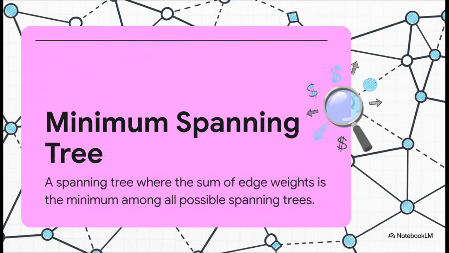It's a spanning tree, so it connects everything with no loops. But it's the one specific version where the sum of all those weights, the total cost, is as low as it can possibly get. It is, without a doubt, the cheapest way to connect everything.